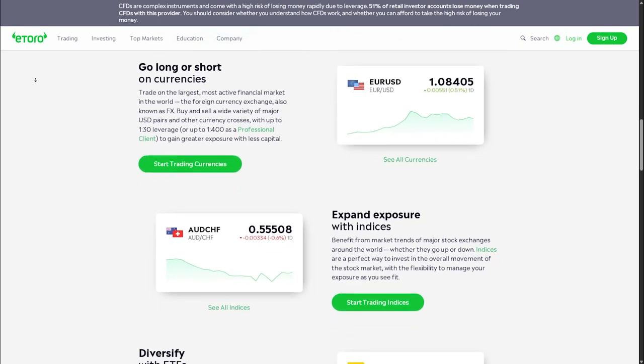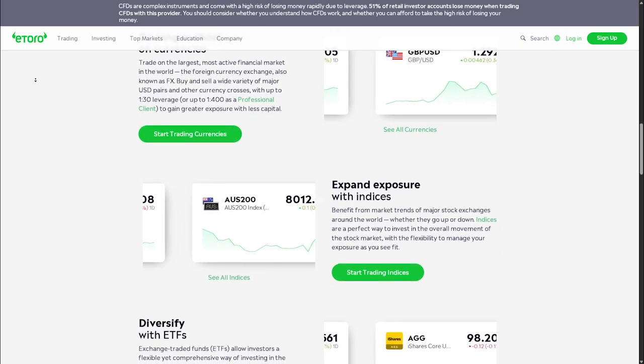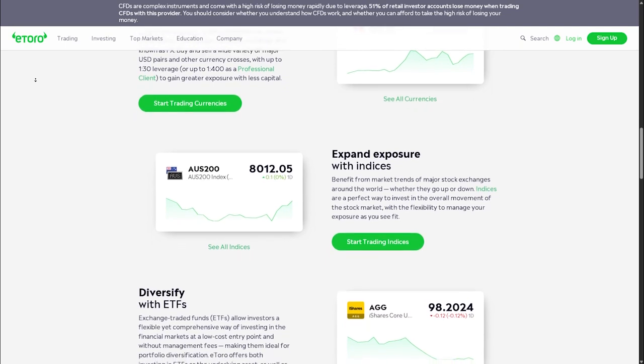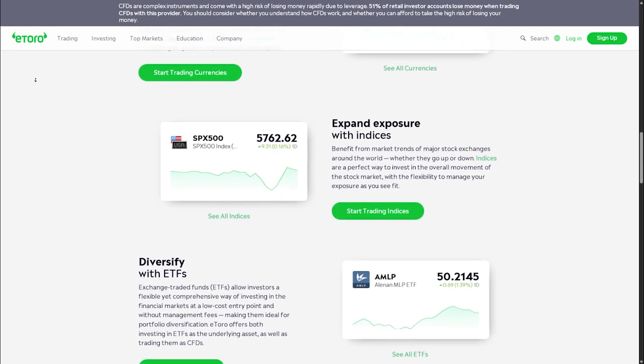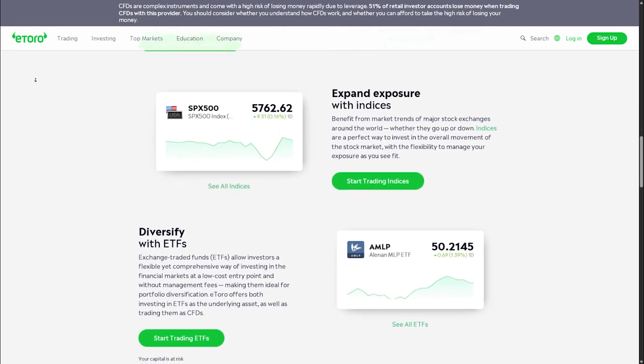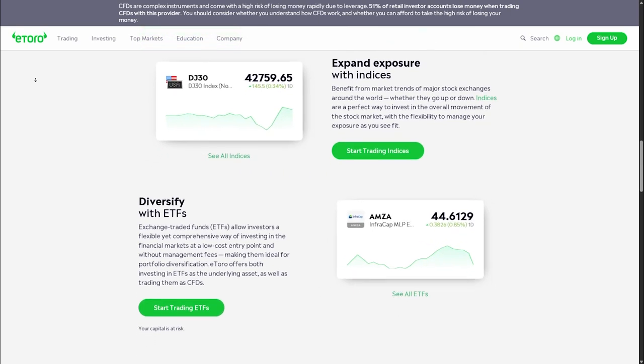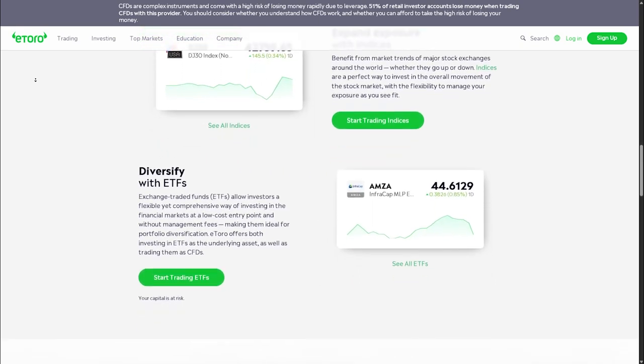Step number 5. Try copy trading. If you're looking to mirror the success of seasoned investors, consider copy trading. With a minimum investment of $200 per trader, browse popular investors' profiles and click copy to replicate their trades automatically.